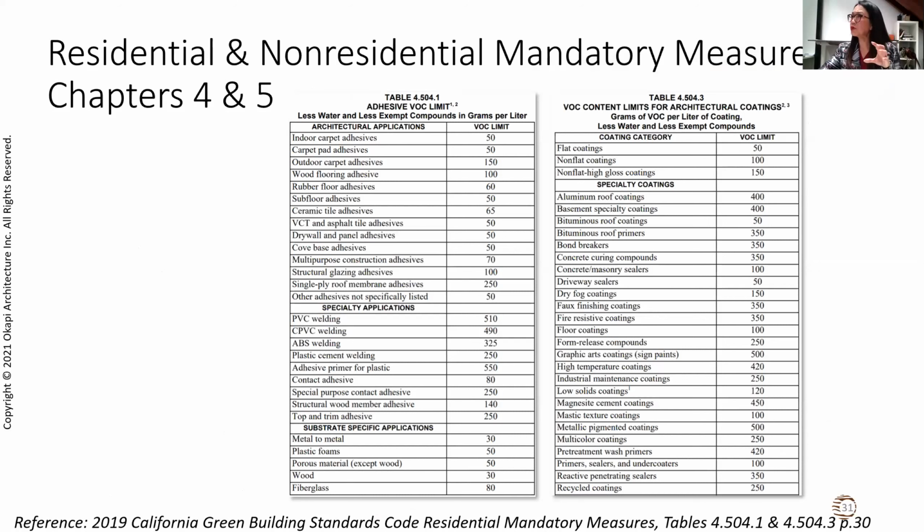Again, CALGreen provides the VOC limit charts, which are exactly the same as when you're applying for your LEED project. So what does that mean? It really means that in your specification, you need to add those items into your requirements.